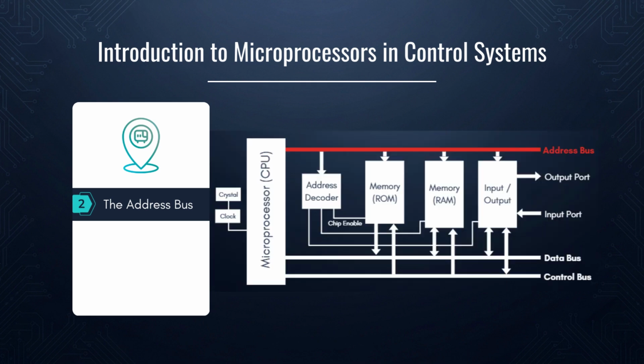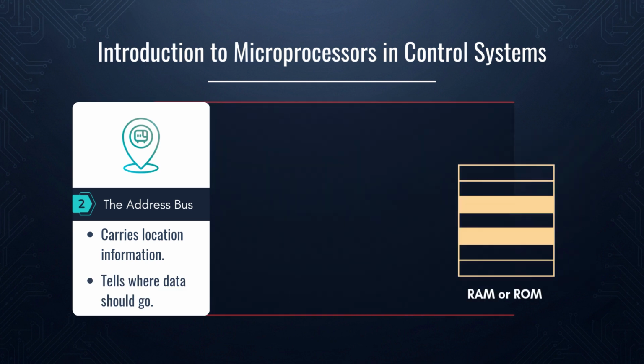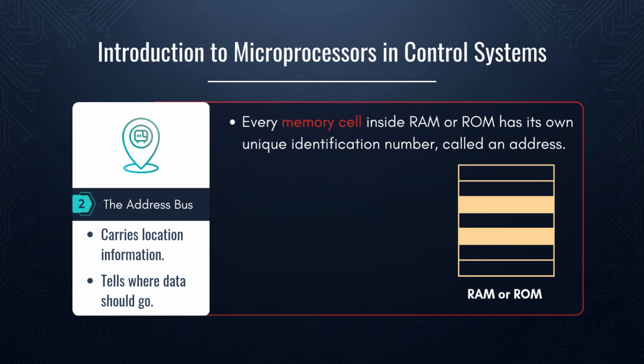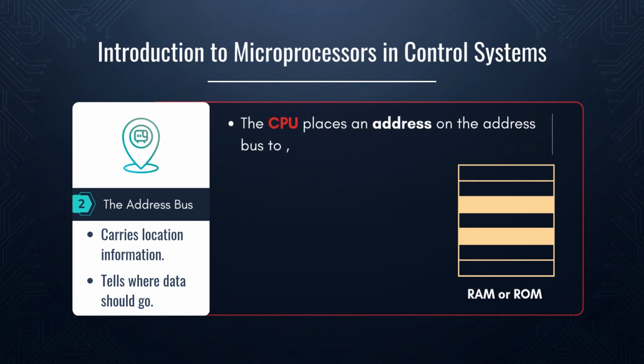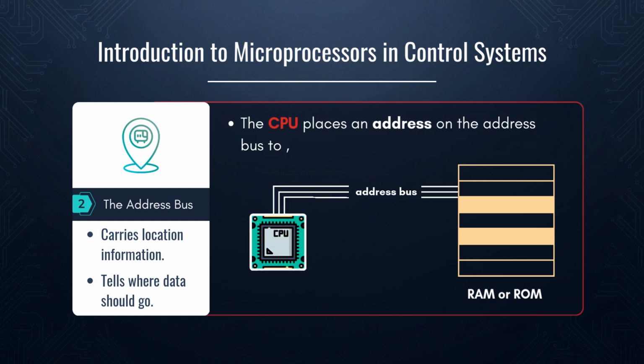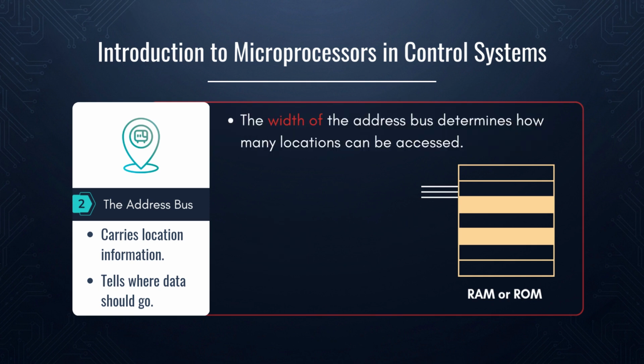2. The address bus. While the data bus carries the information itself, the address bus carries the information about where that data should go. Every memory cell inside RAM or ROM has its own unique identification number, called an address. The CPU places an address on the address bus to tell the system which location it wants to read from or write to. Similarly, every input and output port also has an address.